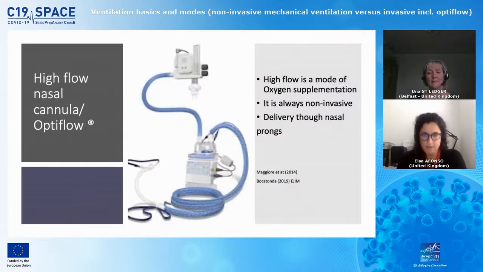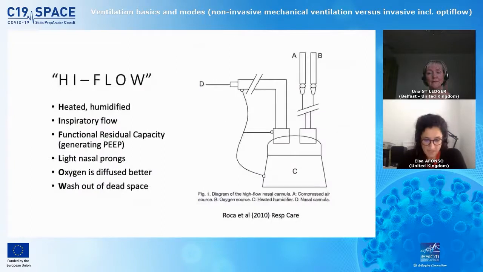A good way to remember what high flow does is a mnemonic, high flow, meaning that air and oxygen mixed from the wall or cylinder is heated and humidified, generating an inspiratory flow that splints the airways and increases functional residual capacity, and it generates PEEP. It's delivered by light nasal prongs, and because high volumes of air are pushed into the airway, oxygen is diffused better than any other oxygen therapy.